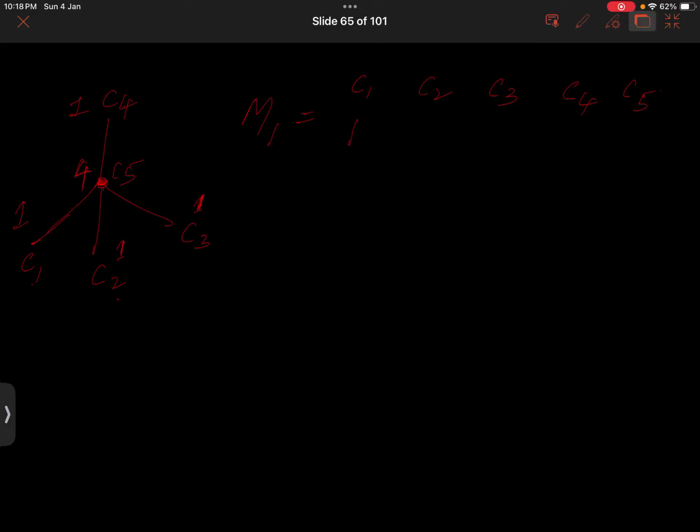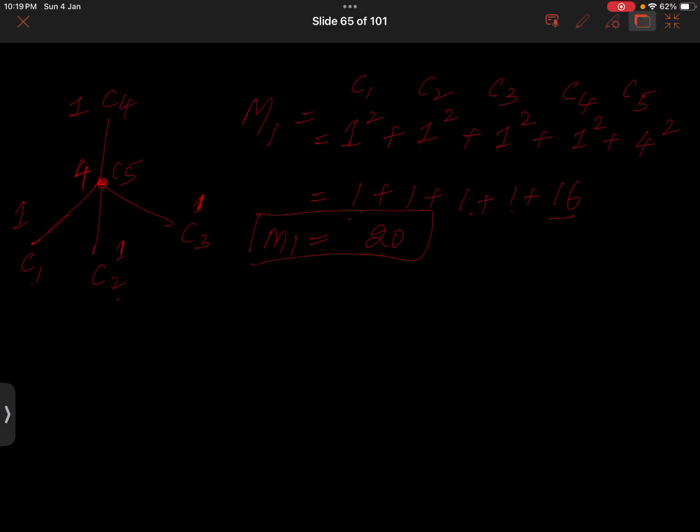So what is that? C1 degree is 1 square. Plus C2 degree is how much? Again 1 square. Plus C3 degree is how much? 1 square. Plus C4 degree is how much? 1 square. Plus C5 degree is 4 square. So it will be 1 plus 1 plus 1 plus 1 plus 16. So it will be 16 plus 1, 17, 18, 19, 20. So this is the Zagreb number 1, M1 for this neopentane.